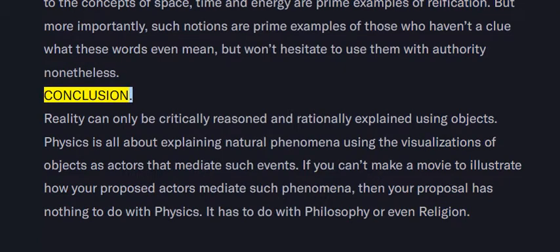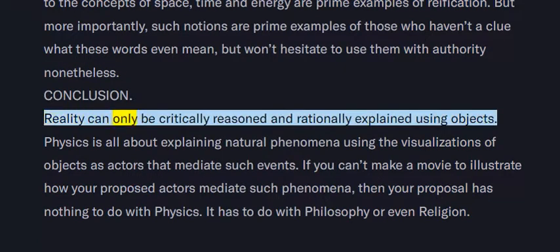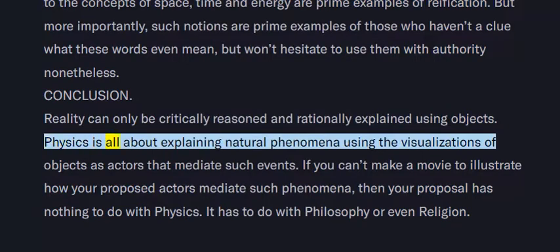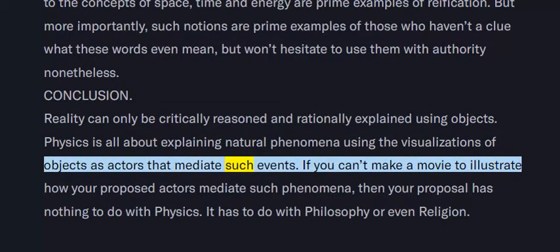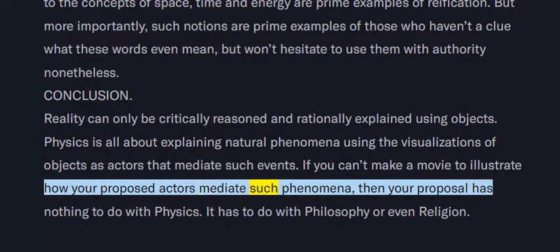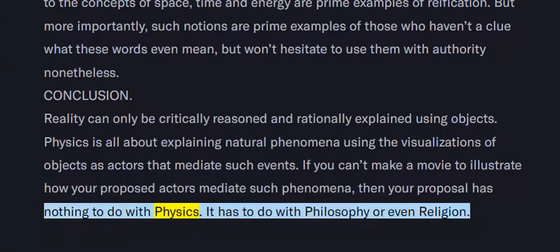Conclusion. Reality can only be critically reasoned and rationally explained using objects. Physics is all about explaining natural phenomena using the visualizations of objects as actors that mediate such events. If you can't make a movie to illustrate how your proposed actors mediate such phenomena, then your proposal has nothing to do with physics. It has to do with philosophy or even religion.